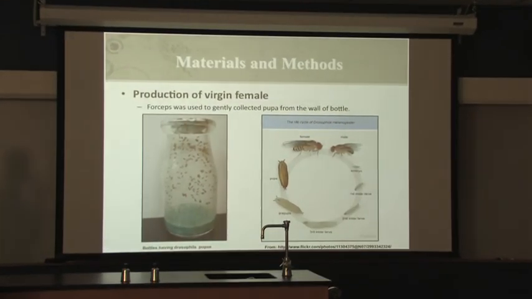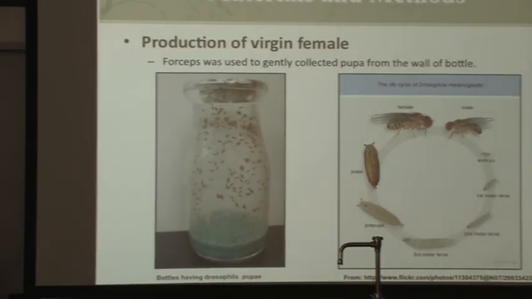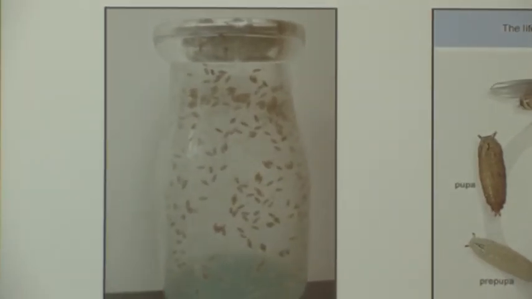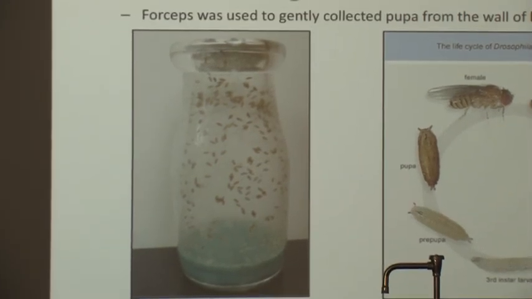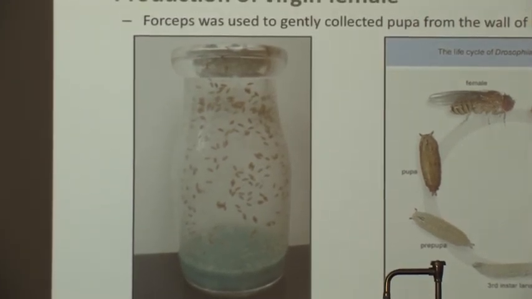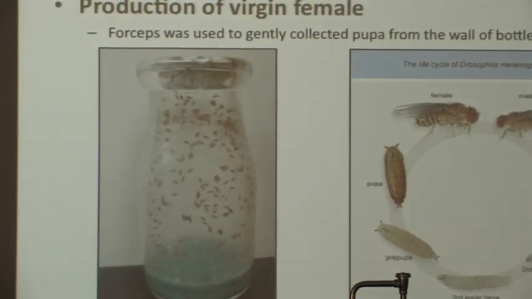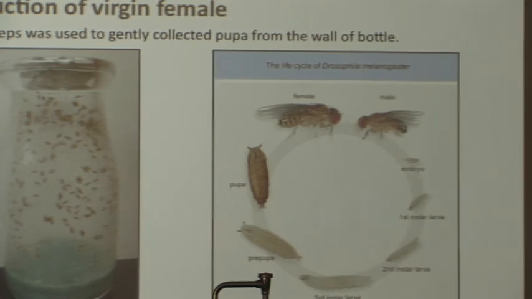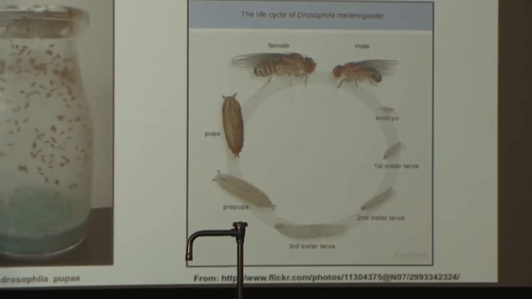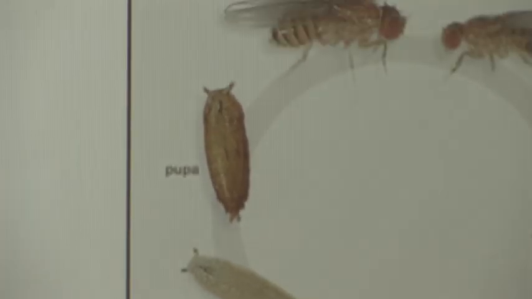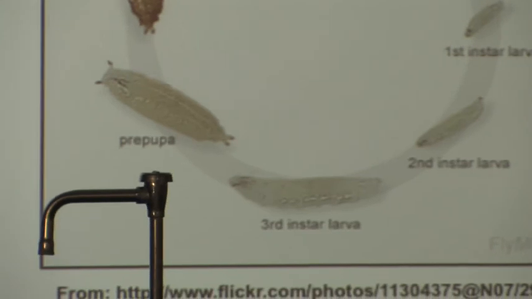Next I want to talk about the materials and methods. To do the whole experiment, first we need to produce virgin females. The Drosophila melanogaster will be reared in bottles with Drosophila media, in an incubator at standard room temperature with a 12-hour photoperiod. In the Drosophila life cycle, the first 8 to 10 days are the embryo and larval stages, and the next 6 days are the pupa stage.